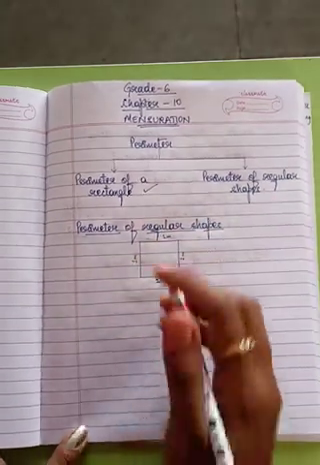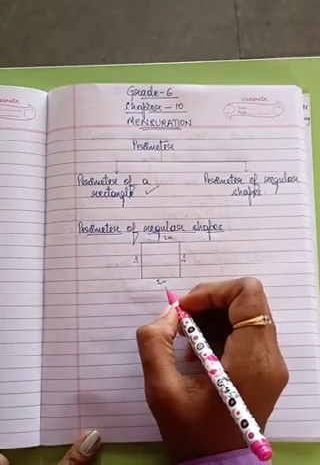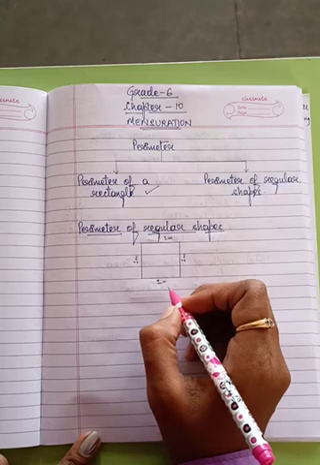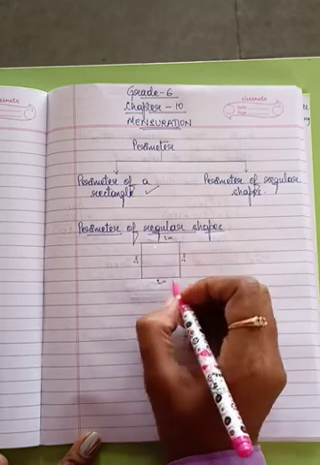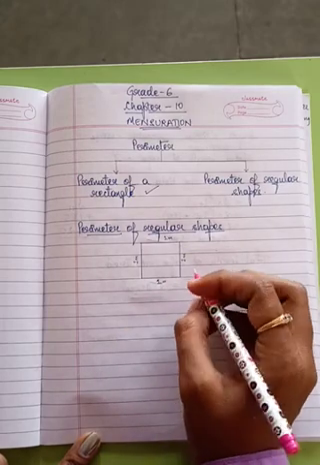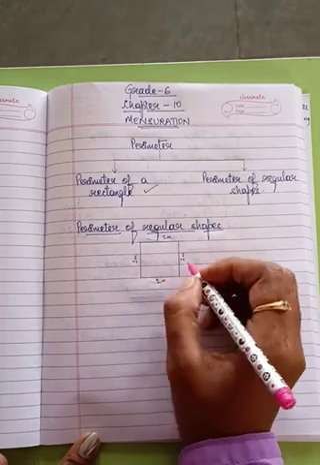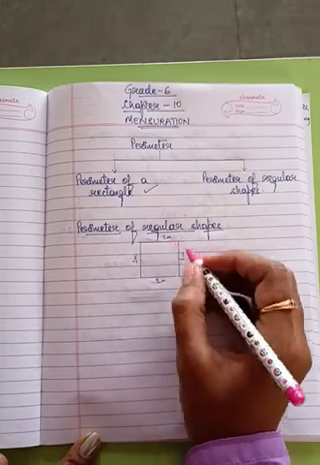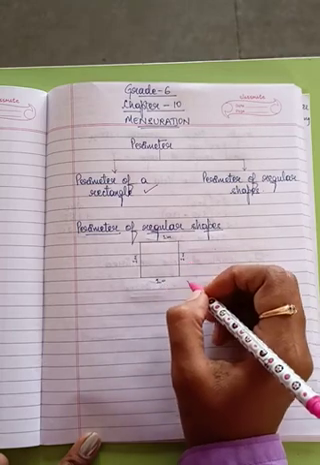For this, I have drawn a square here. How can I call it as a square? Think about it. Why am I calling this shape as a square? Yes, you are absolutely right. Because all the sides measure the same. They are equal. See, 1 meter, 1 meter, 1 meter and again 1 meter. So I can call it as a square.